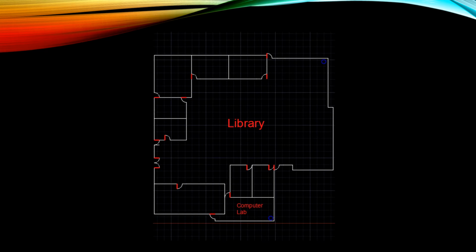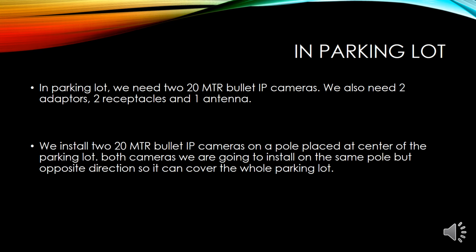In the parking lot, we need 220-meter bullet IP cameras. We also need two adapters, two receptacles, and one antenna. We install the 220-meter bullet IP cameras on the pole placed at the center of the parking lot. Both cameras we are going to install on the same pole but in opposite directions so they can cover the whole parking.